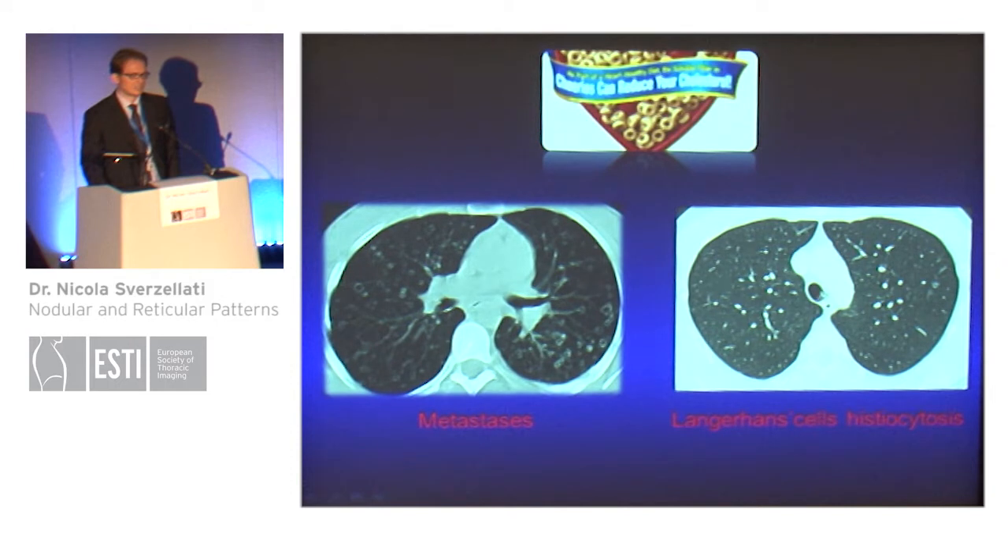Generally, these cavitating nodules are less profuse as compared to metastatic disease, and the differential diagnosis is quite easy, as we can also note cysts and irregular nodules in Langerhans cell histiocytosis.